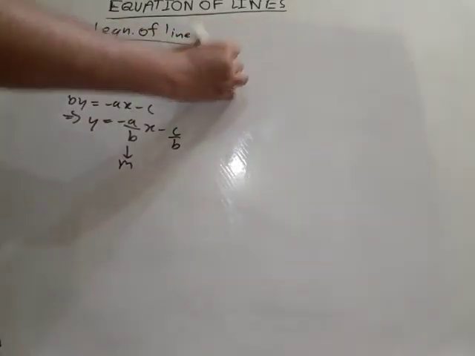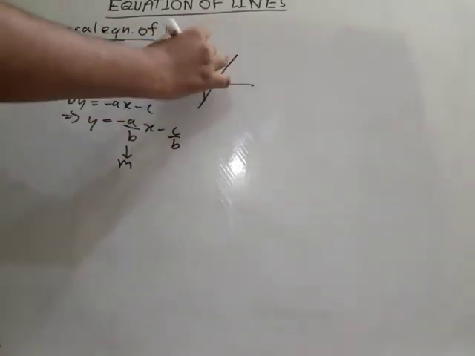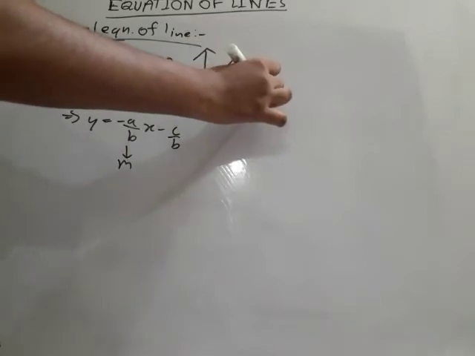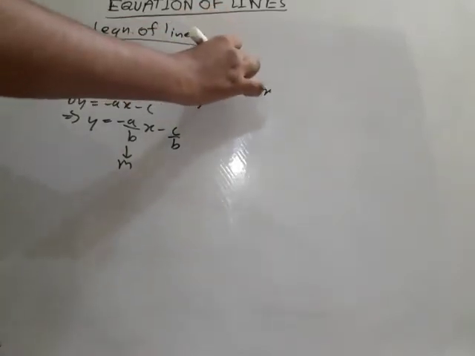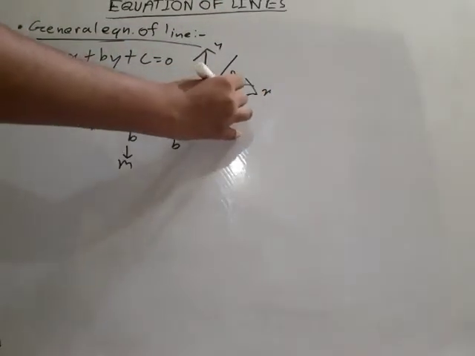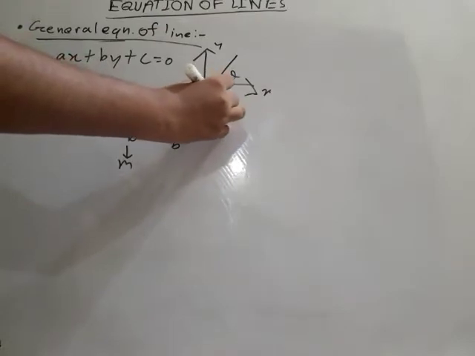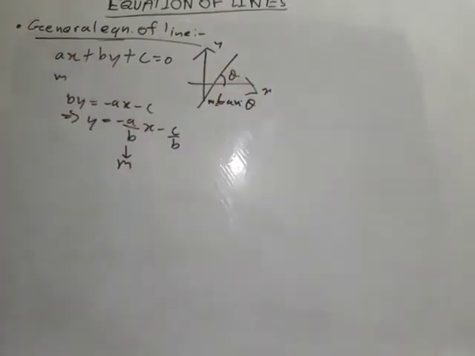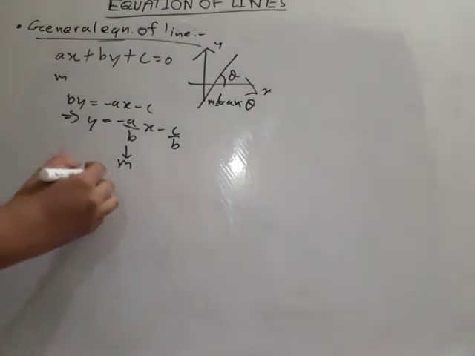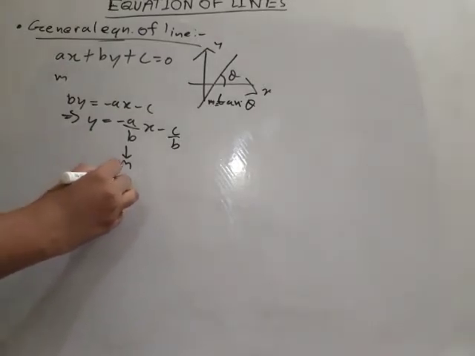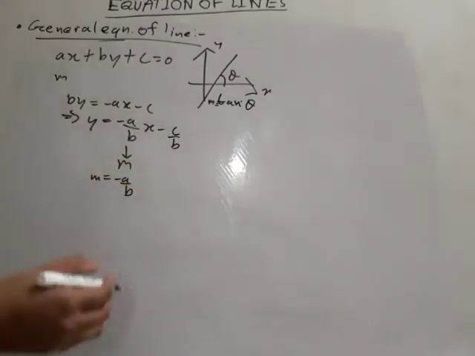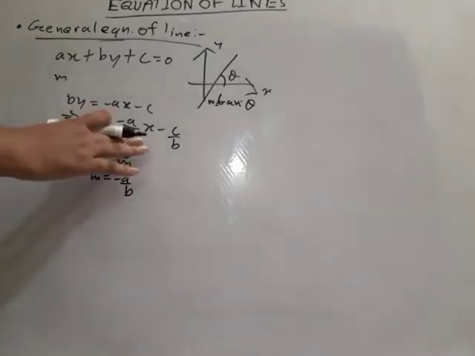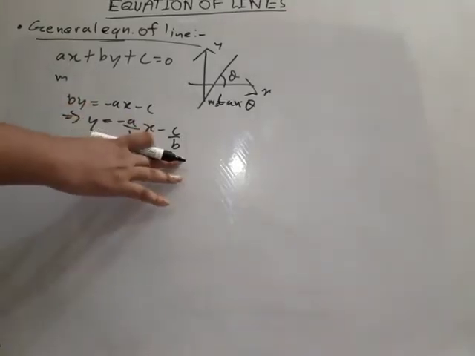What is slope? The tangent of the angle made by the line with the x-axis. Let the angle be theta, then slope m equals tan theta. Here slope comes out to be m equals minus a by b, and if we put x equal to 0, then y becomes minus c by b.